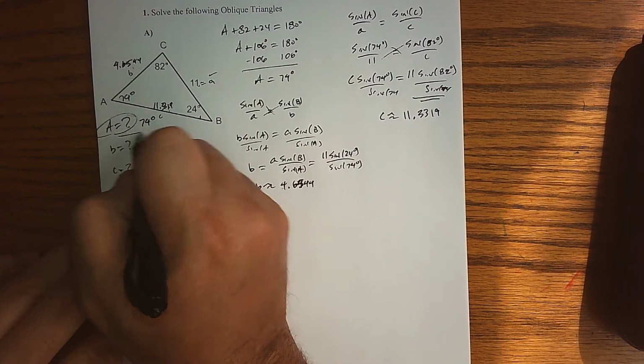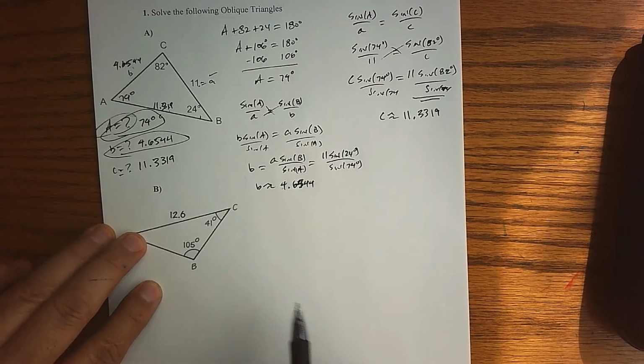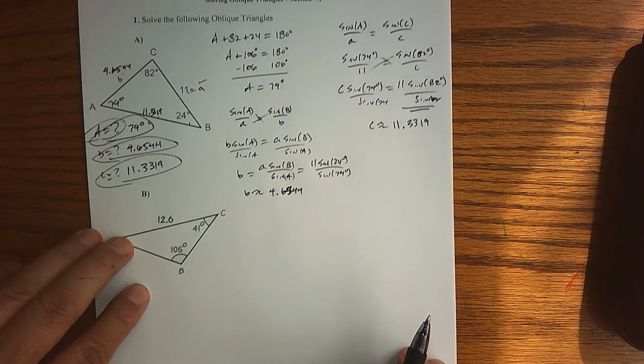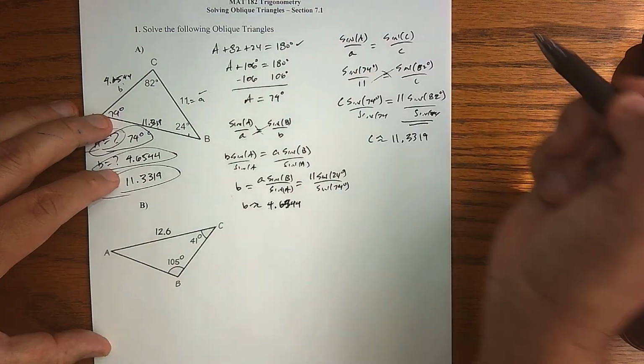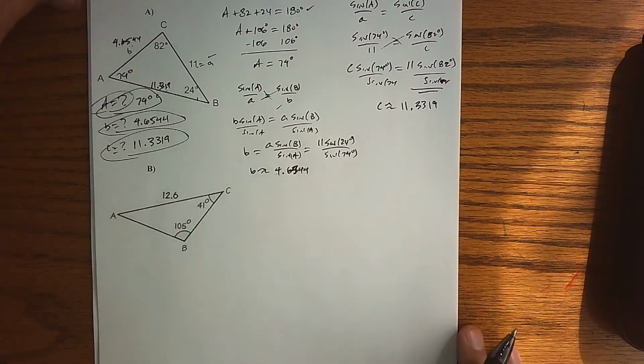So A is 74 degrees, side B is 4.6544, and side C is 11.3319. And that is how we use some basic knowledge about angles combined with our law of sines to figure out all our sides and all our angles.